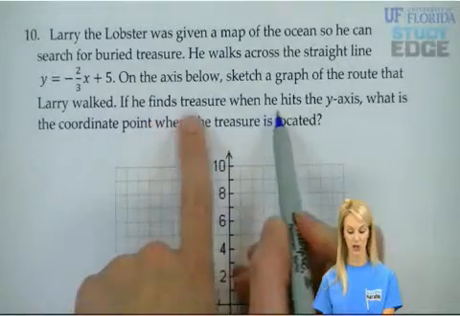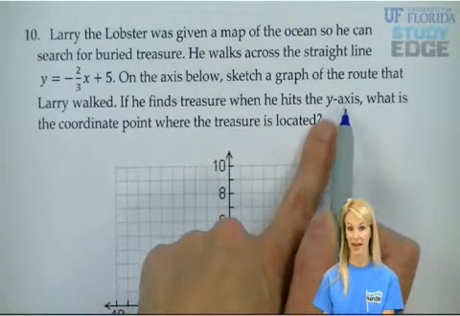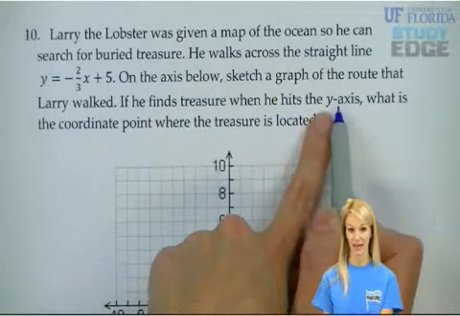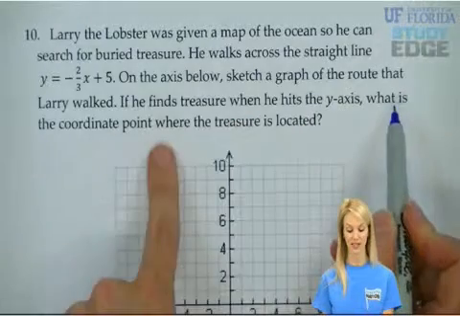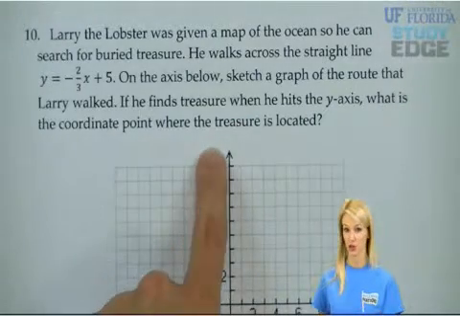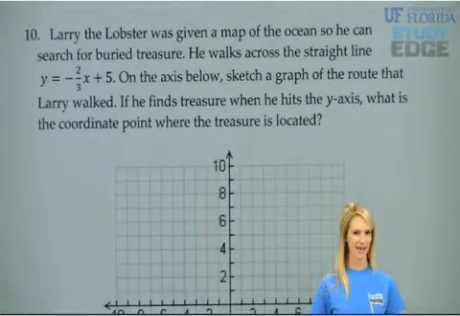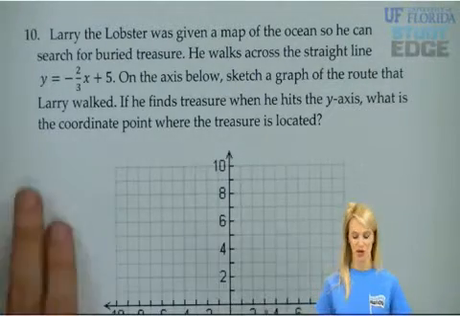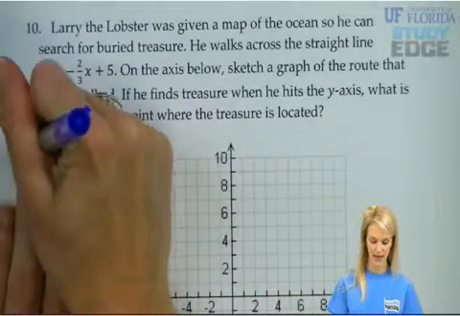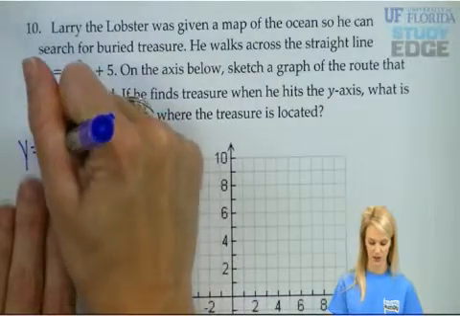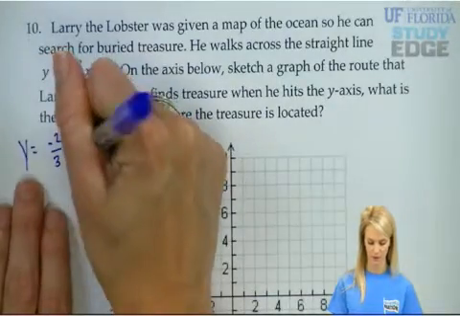Now, if he finds treasure when he hits the y-axis and where the line meet, that's where the treasure is. What is the coordinate point of where that treasure is located? Let's get to that in a second. Let's first just graph this line. So we have our line, y equals negative 2/3 x plus 5.